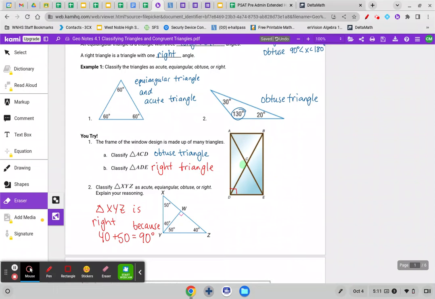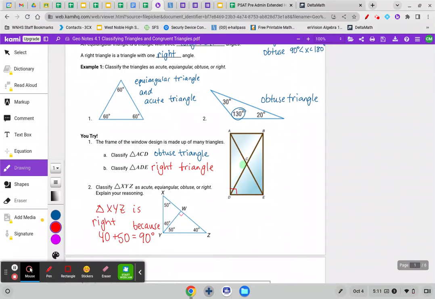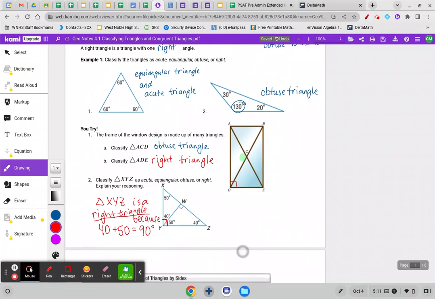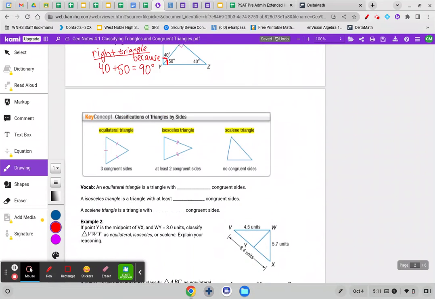All right, try number 2. It says classify triangle XYZ as acute, equiangular, obtuse, or right. Put your pencil on X, trace to Y, trace to Z. This is the triangle we are looking at. I have this being a right triangle because if you take 40 degrees plus 50 degrees, you get 90 degrees, which is a right angle. So it's a right triangle. Classifying them by their angles should be pretty easy.